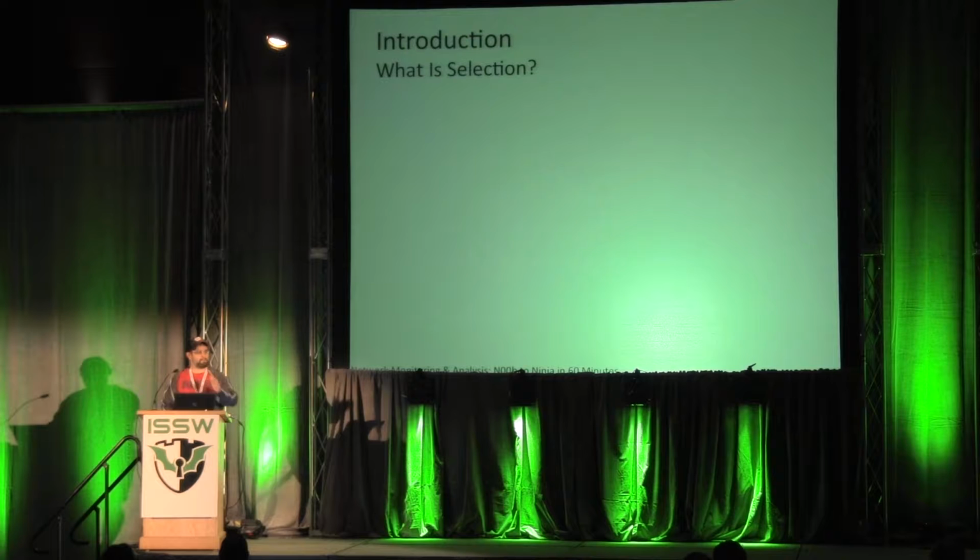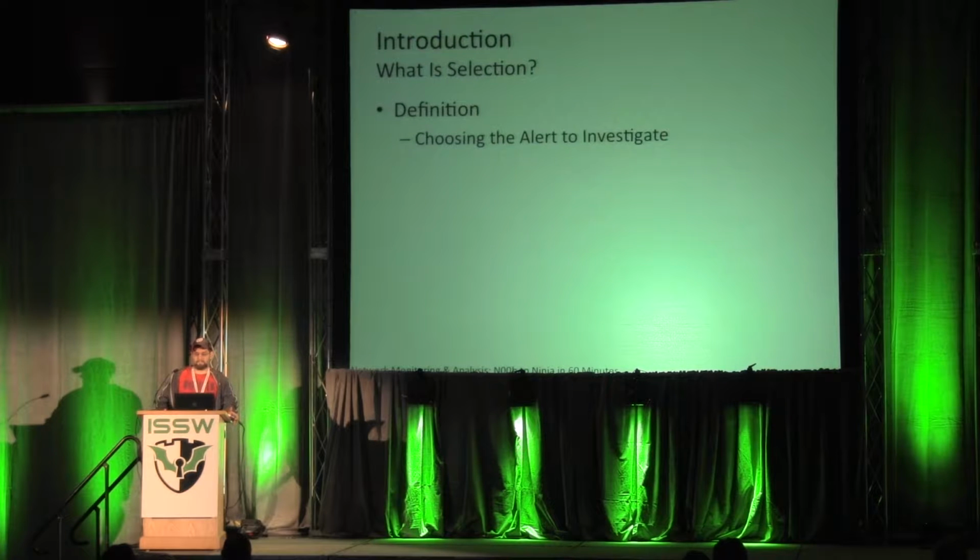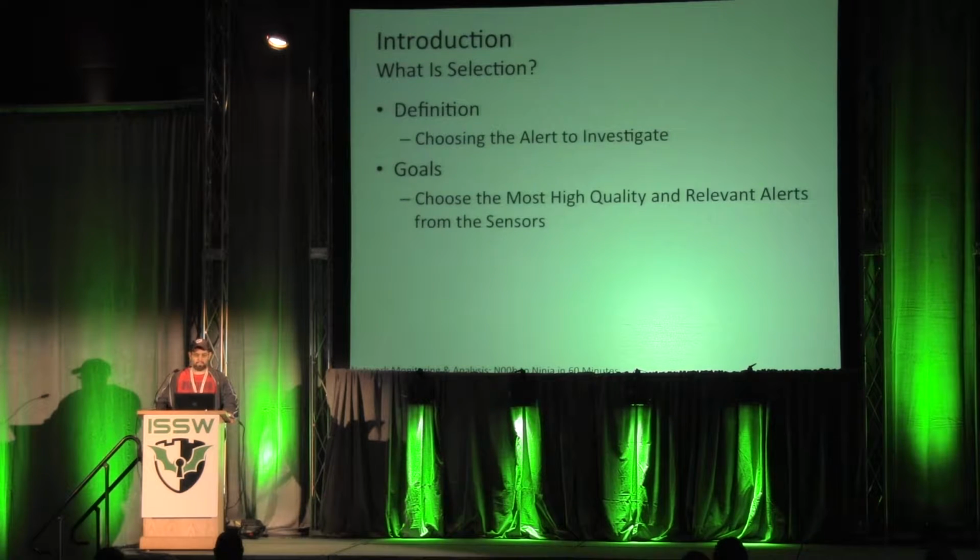I think some of the answers are maybe in some of the later phases, but I just broke it down into choosing the alert to investigate. Like I said on the previous slide, there's thousands of alerts that pop up, and how do you go about choosing what to look at? And really, the goals here are to choose the higher quality and relevant alerts that come from the sensor, because unless you have a sensor admin that's really on top of their game, there's just going to be a lot of false positives, just thousands, and how do you break those down? So you as an analyst have to know the best method for selecting the highest quality alerts.